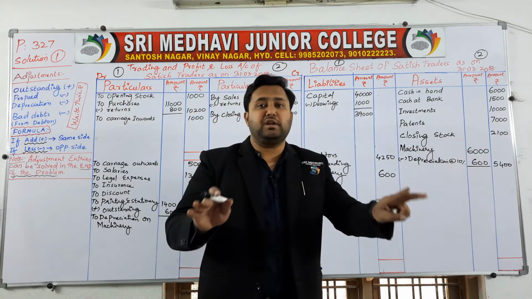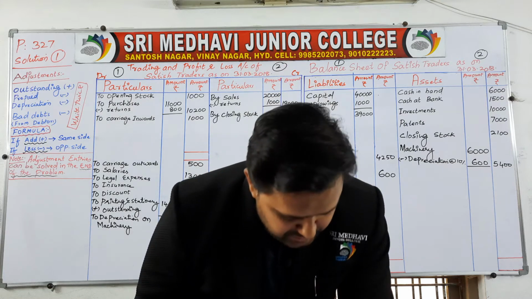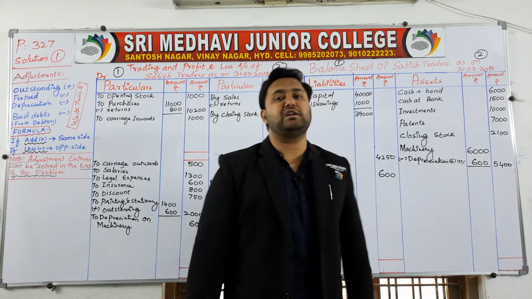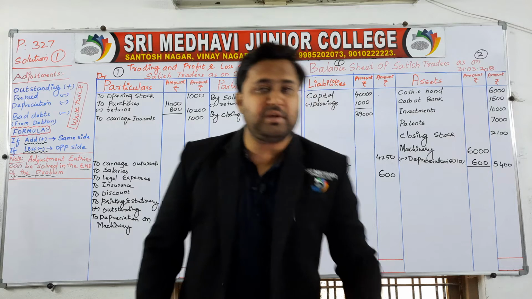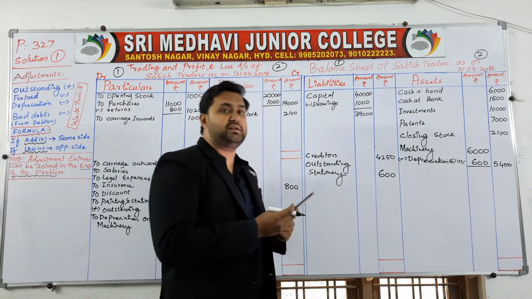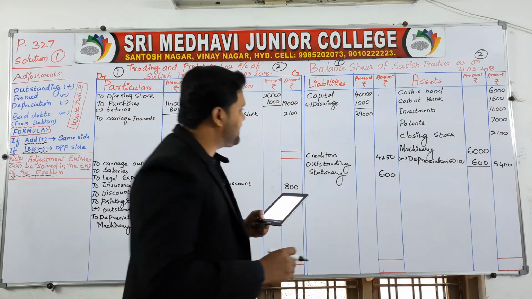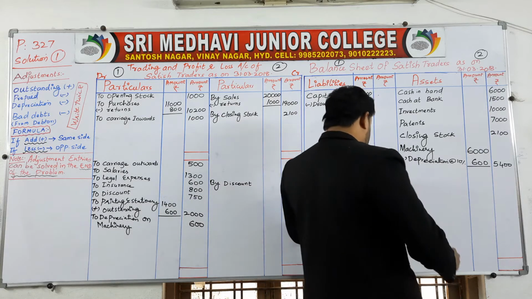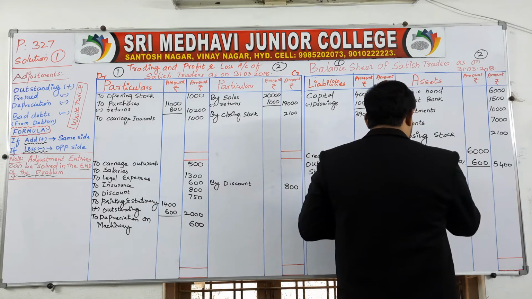Now the adjustment entry is closed. Go for the next adjustment entry. Bad debts 500 rupees is given. So 500 rupees bad debts means first of all you have to write the debtor and minus that 500 from debtors. Where is the debtor? Yes, here. Debtors.